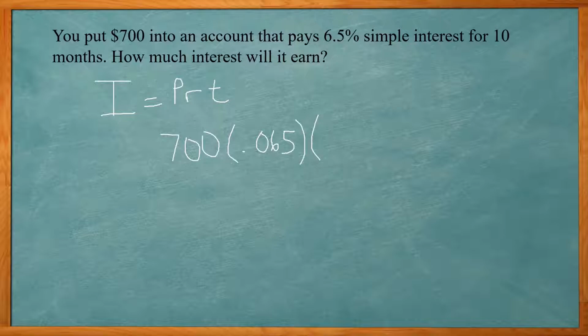And then T is in years, so we're only doing 10 months, so it's less than 1 year. So to give us months, we put 10 over 12, because there are 12 months in a year, and this is for 10 of them. Alright, so then we simply multiply that all together, 700 times 0.065 times 10 over 12. Then we get $37.92. And since we're dealing with money, we want to round to the nearest cent. So $37.92.